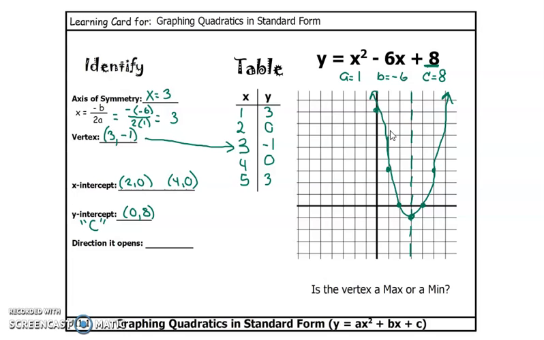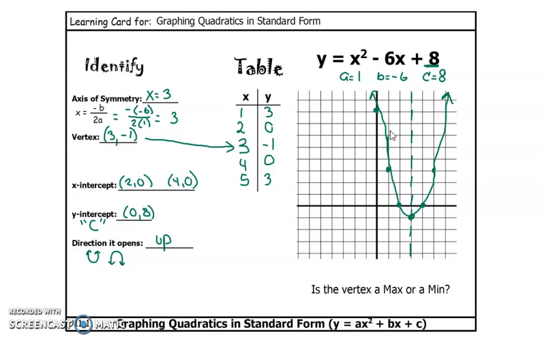All right, and now let's talk about the direction in which it opens. So the question is, does it open up or down? That just means, is your U going upward or is our U going downward? And in this one, it is opening up, so we'll just say that it opens up. Now, that piece of information right there is going to help us answer the question down here in the corner.